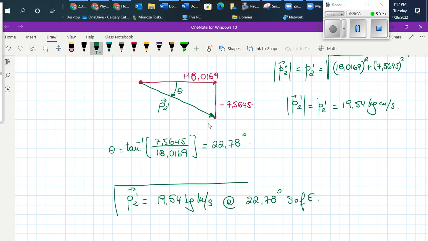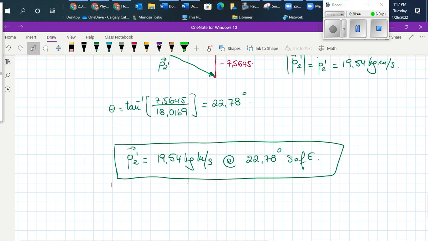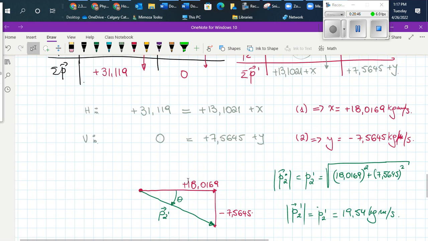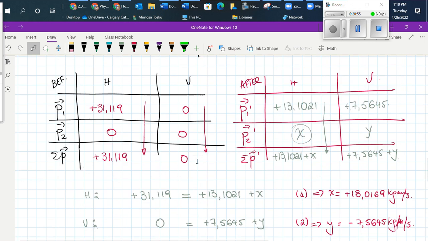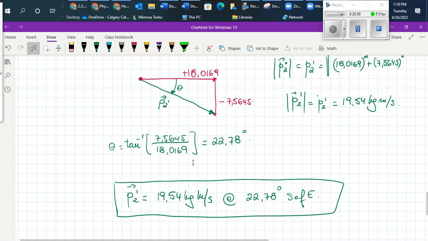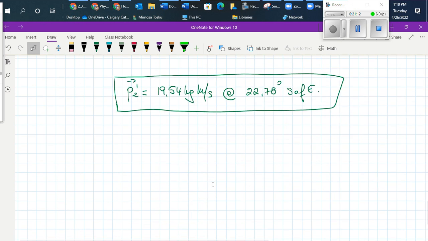But the question is not asking you to find momentum. If they're asking you to define momentum, then this is what you will do. But the question is asking to define the velocity of object 2. Now, as we mentioned in the other class, momentum and velocity have the same direction. So we don't worry too much about the direction of velocity 2 after the collision.